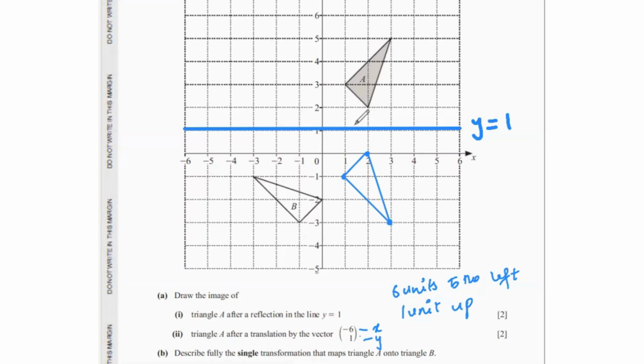So x is going 6 units to the left side. So that means this point comes over here. This point will come over here. And this one will be over here. Now this is just for the horizontal translation right now. Since it's going 1 unit up, that means we shift all of these points 1 unit up. So this over here, and this over here. Let's remove these.